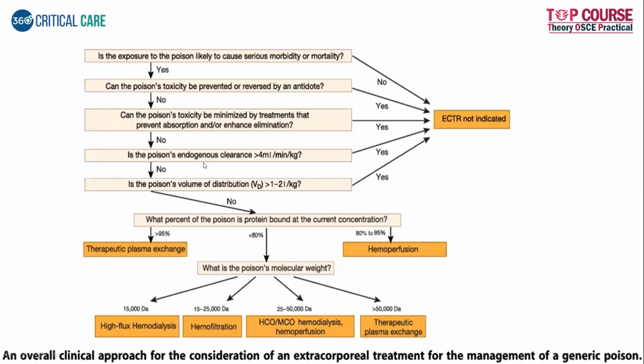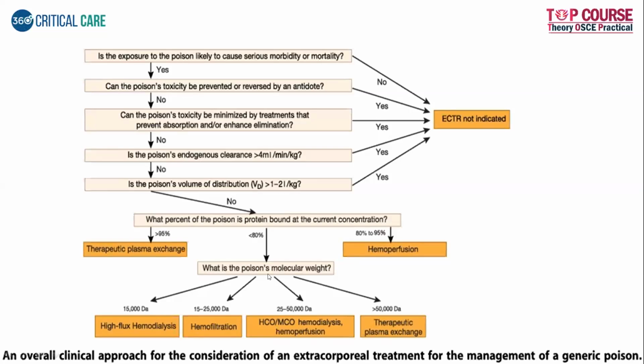See the poison's endogenous clearance. So first comes your clearance. Second comes your volume of distribution. Third comes how much is it protein bound. If it is more than 95% protein bound, less than 80, or between 80 to 95. If it is more than 95% protein bound, then it is therapeutic plasma exchange that you need to do for that poison. If it is 80 to 95%, then it is hemoperfusion.